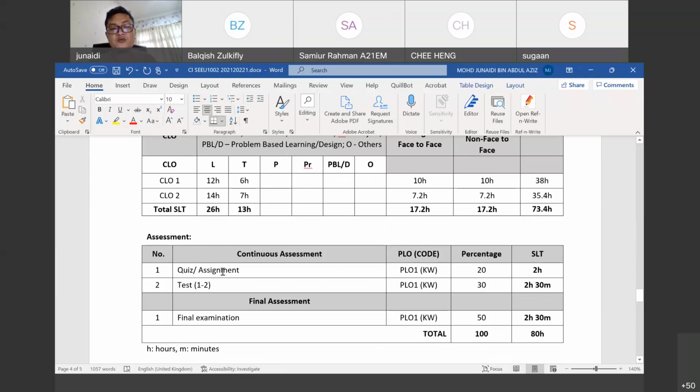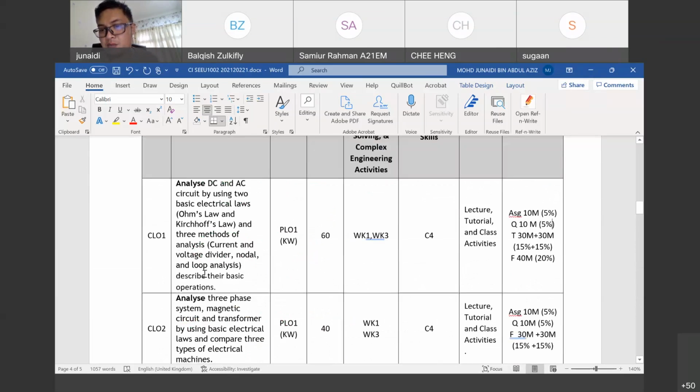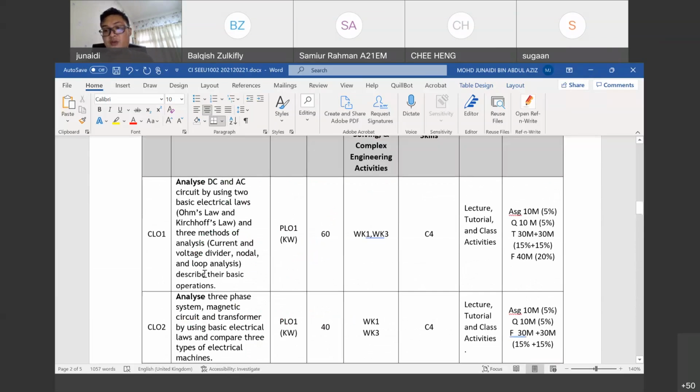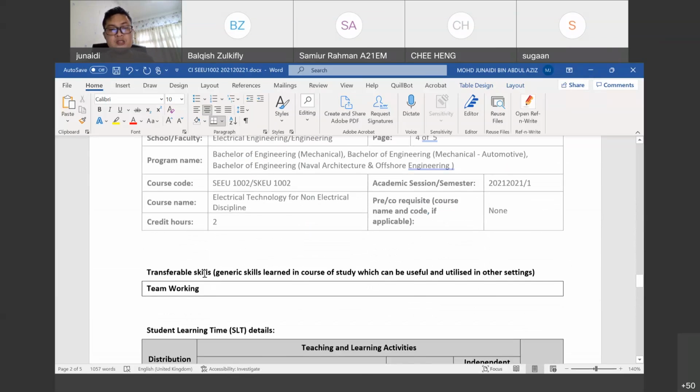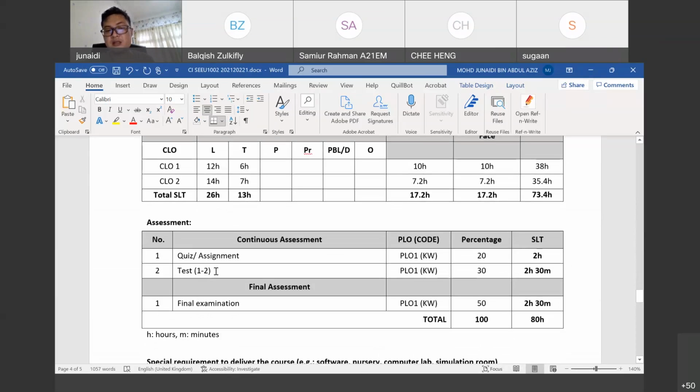As I mentioned before, this is the assessment: quiz plus assignment carry about 20 marks. Assignment 10, quiz 10. Betul tak? Cek balik. Lupa dah. Betul, 5, 5, 5, 5. 20 marks for your quiz and assignment. Test: you're going to have 2 tests. Tarikh dah ada, lupa lah. I need to check the date for your test. Kena cop awal-awal, tak nanti berebut dengan lecturer lain.